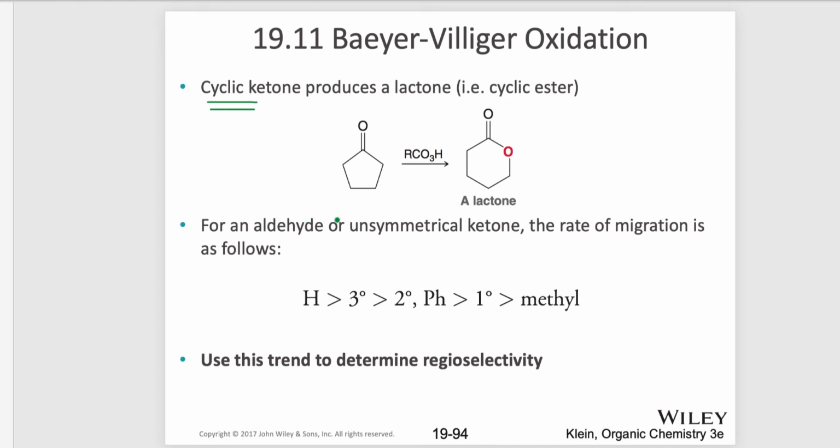If for an aldehyde or an unsymmetrical ketone, we now talk about the rate of migration. What does that mean, the rate of migration? This structure here is symmetrical, but what if it was unsymmetrical? The reason why we have insertion into the carbon-oxygen bond is because of that very important migratory step. So, rate of migration is highest for hydrogen, then tertiary, then secondary, phenyl, over primary, over methyl. So this trend now helps us to understand regioselectivity.